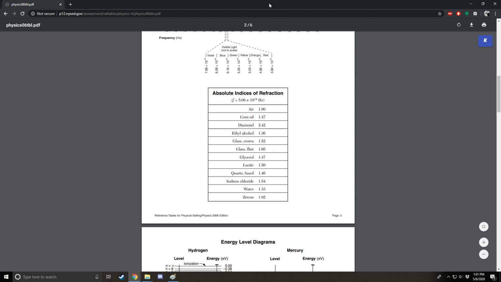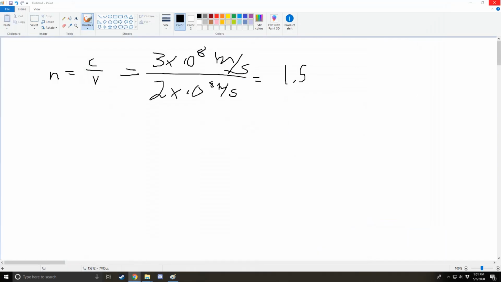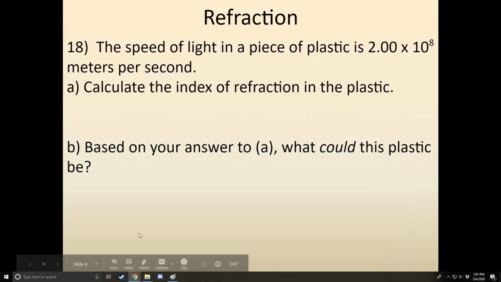So this could be a piece of lucite. These indexes aren't unique, so there are actually materials that have the same index of refraction. So that's the best we could say. All right, so that is part B.